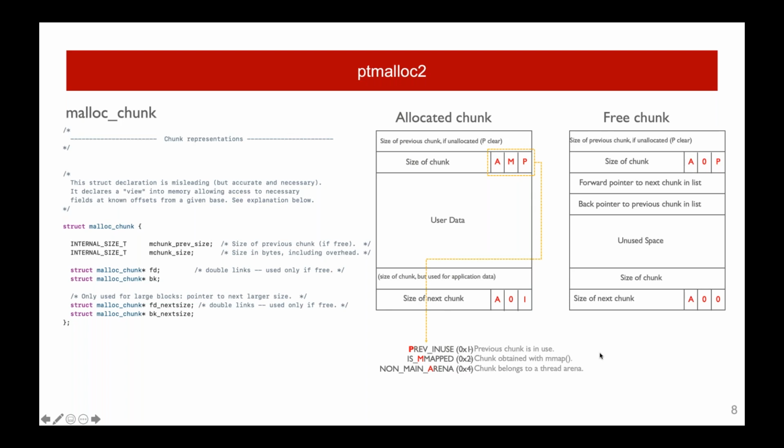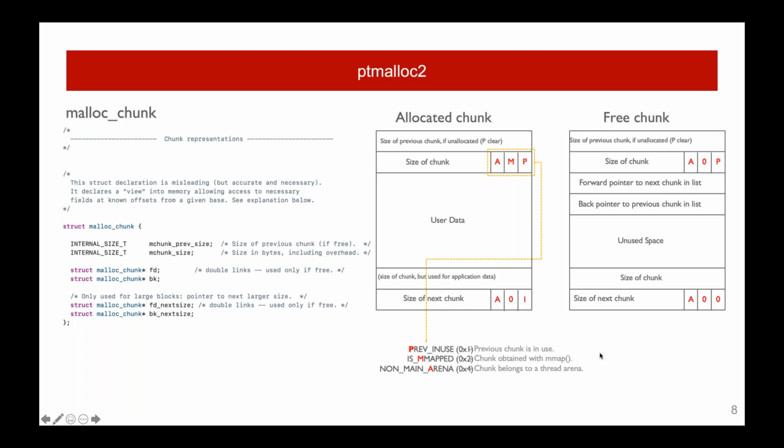So when the chunk is allocated, the first field that you will see is the prev_size. This is the size of the previous chunk if the previous chunk is freed. But if the previous chunk is in use, this is used as user data. Then we have the size of the current chunk, and together with the size, the least significant bits are used for flags.